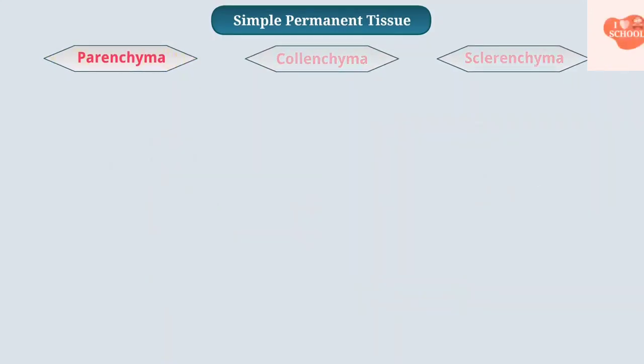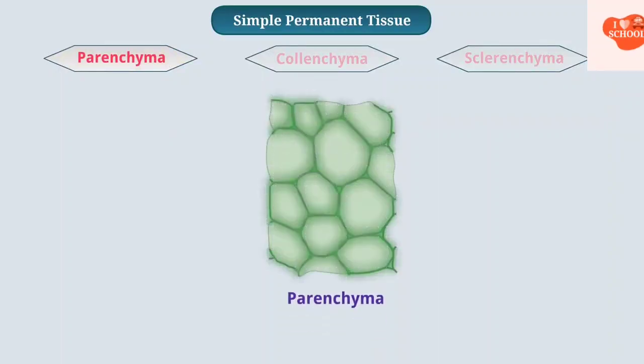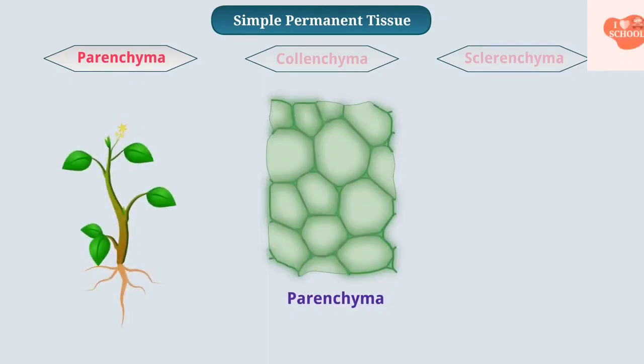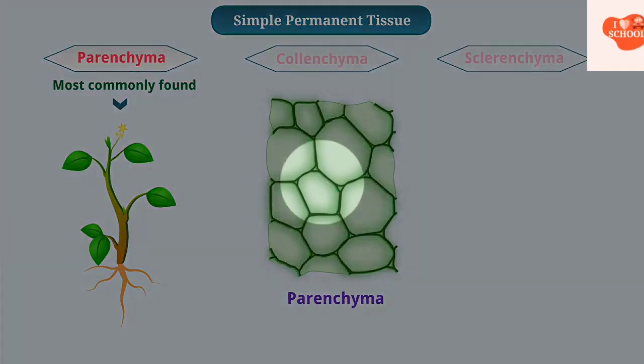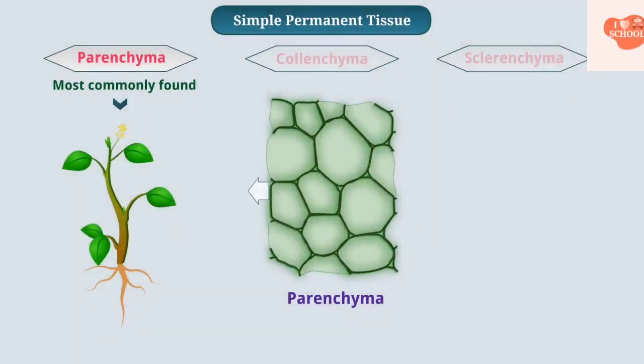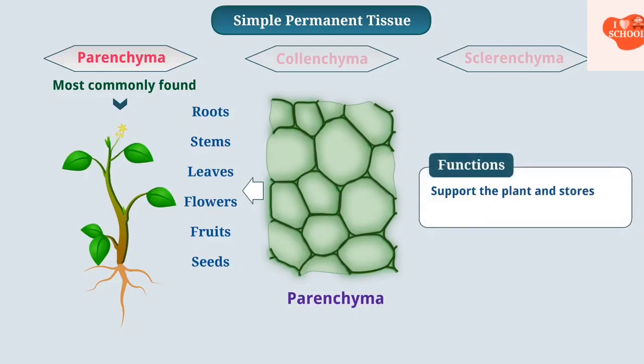Parenchyma. Some layers of cells form the basic packing tissue called parenchyma. In plants, parenchyma is the most commonly found simple permanent tissue. This tissue is made up of living cells and has thin cell walls. These cells are often loosely packed and have free spaces between them. Parenchyma is found in almost all plant parts, for example, roots, stems, leaves, flowers, fruits, and seeds. It serves to support the plant and stores food.